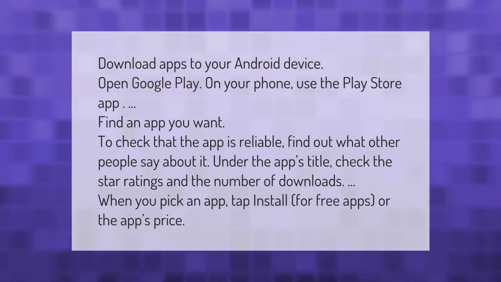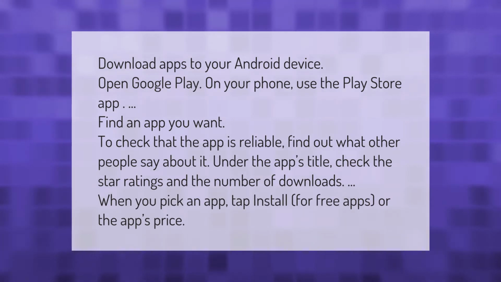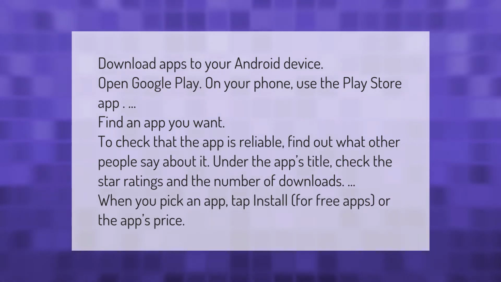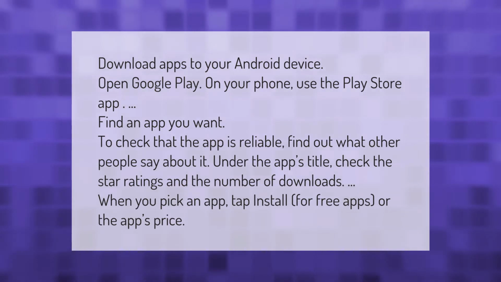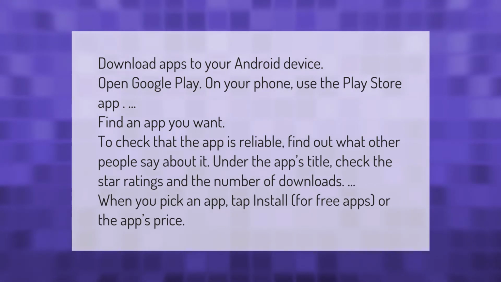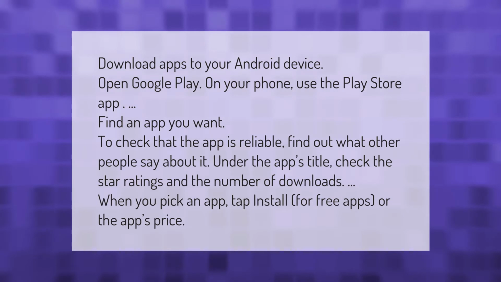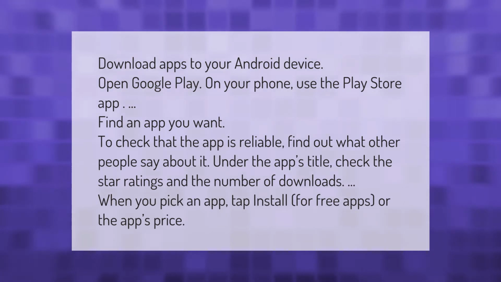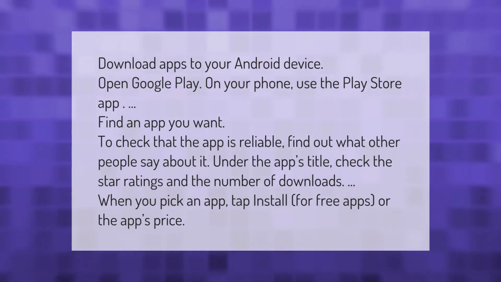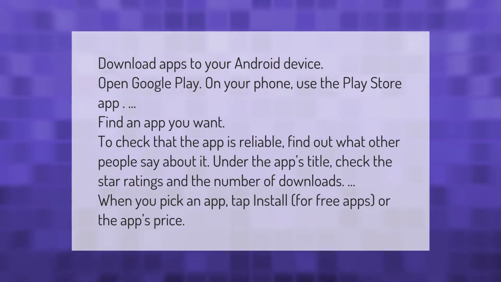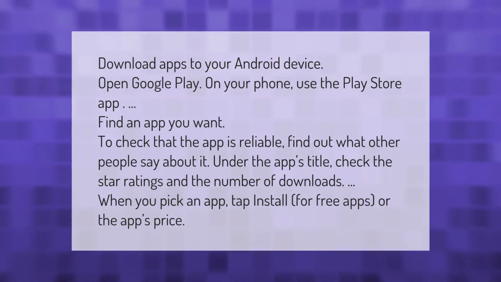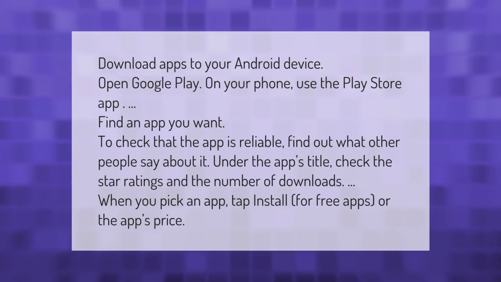Download apps to your Android device. Open Google Play. On your phone, use the Play Store app. Find an app you want. To check that the app is reliable, find out what other people say about it. Under the app's title, check the star ratings and the number of downloads. When you pick an app, tap Install for free apps or the app's price.